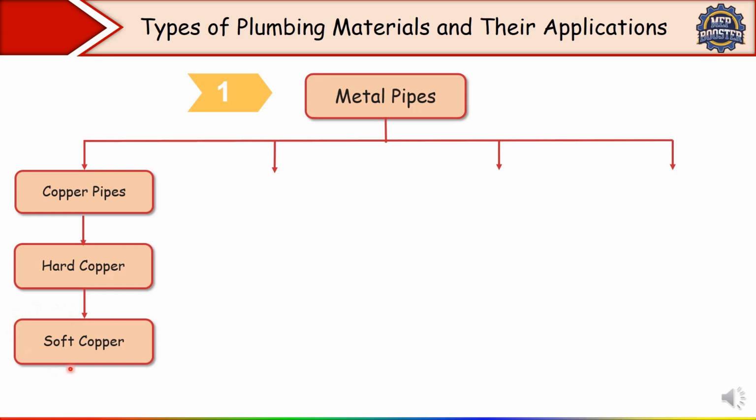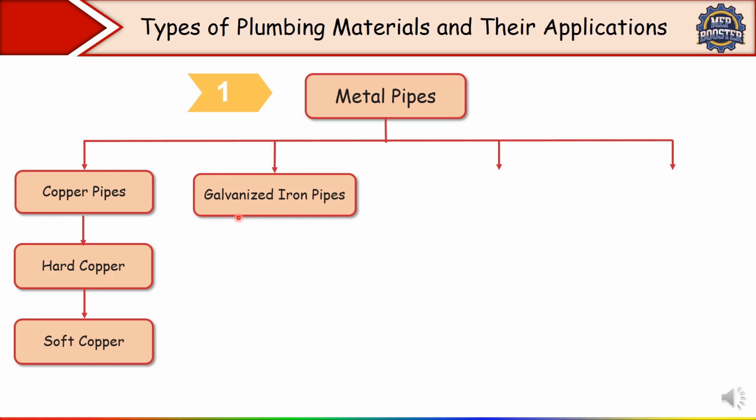Then next we have soft copper. It is flexible and easier to bend. As the name indicates, soft, it is commonly used in refrigerant lines, in HVAC systems and for short run water lines. Okay, so the first type of metal pipe is copper pipes.